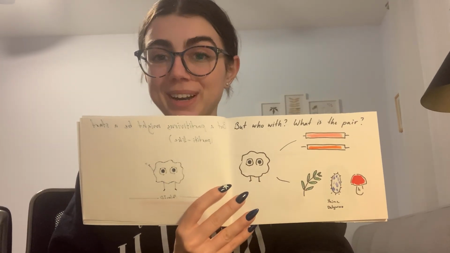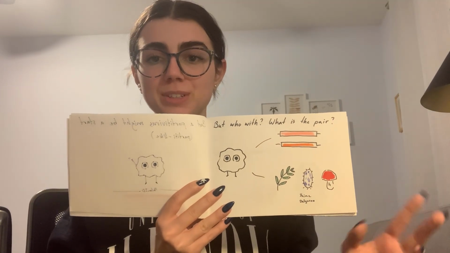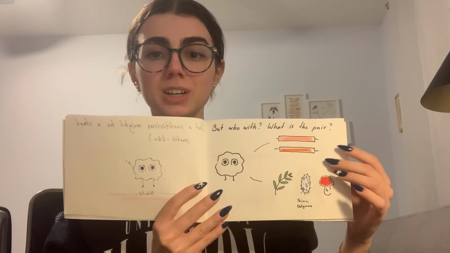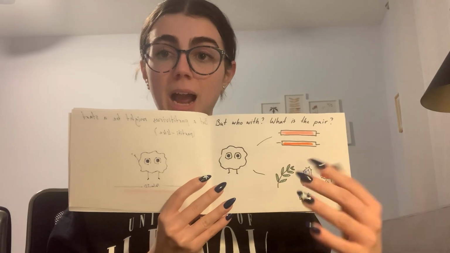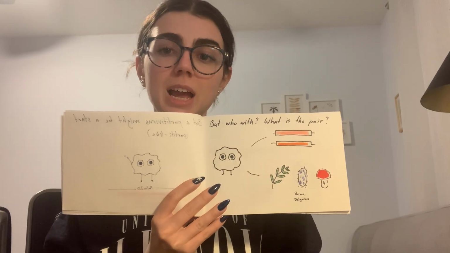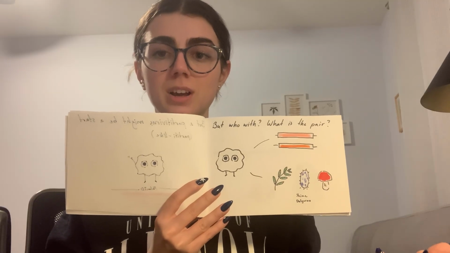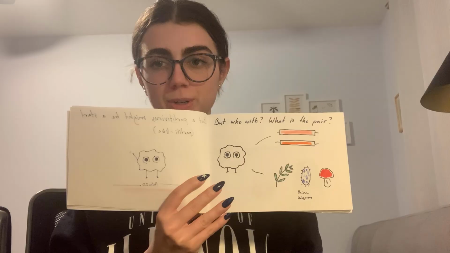But who with, what is the pair? This is referencing the sort of two main takeaways, or what I wanted to show with this project. The first being the genomic structure. Partitiviruses usually have two separate segments that are encapsulated separately too. And the first codes for the RdRp, so it allows this virus to replicate, and then the second for the coat protein, which protects it.